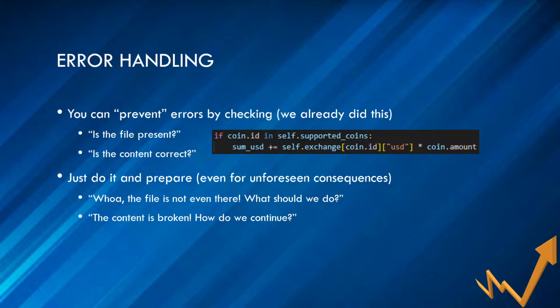We can have problematic parts of our code base that can cause problems. For example, if we want to open a file, what if the file is not there? We can check, or we just go in blindly, try our best, and prepare for when the file is not there.